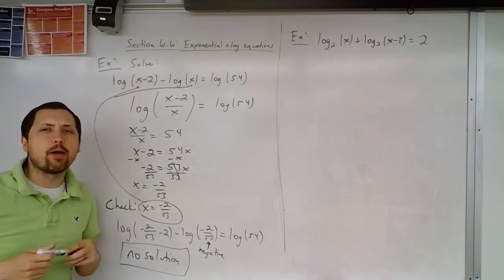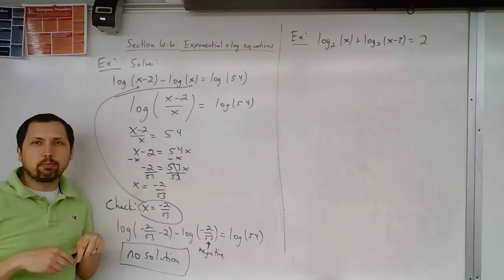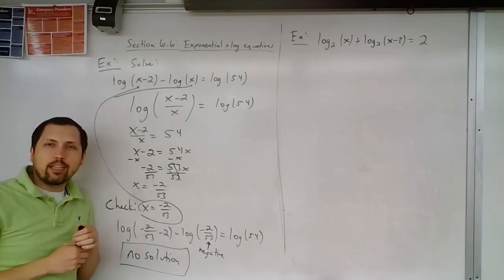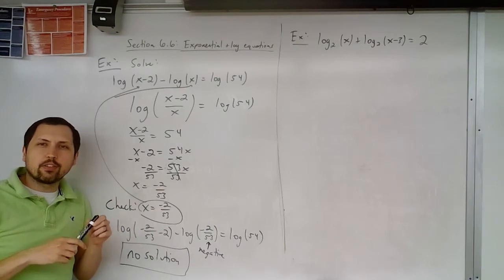Now you might be thinking, why? Why does this happen? Why do we have to worry about this taking place? In that one example we did, where we just had the log equal to a log, I didn't check my answer. Why do we have to be careful now?